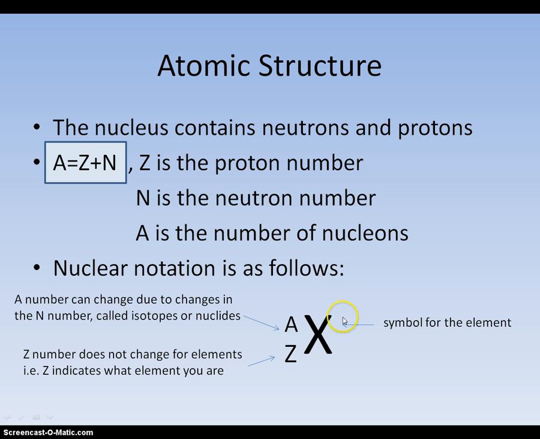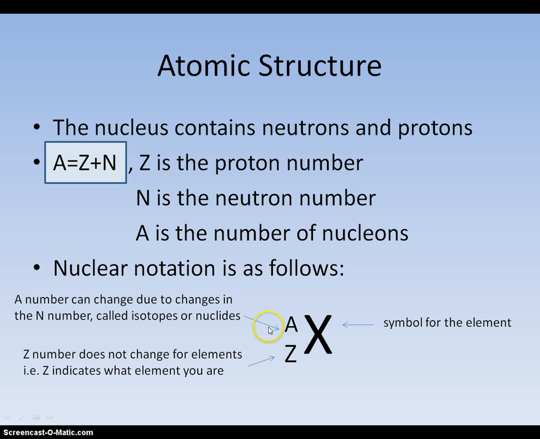So if we're going to represent an atom of an element, we use nuclear notation. The big X here represents the symbol for that element. Then to the left on the bottom, we put the Z number. The Z number never changes for an element. So if you're hydrogen, you're going to have a Z number of 1. You're going to have 1 proton. If you're lithium, you have a Z number of 3 and you have 3 protons. So your number of protons indicates what element you are.